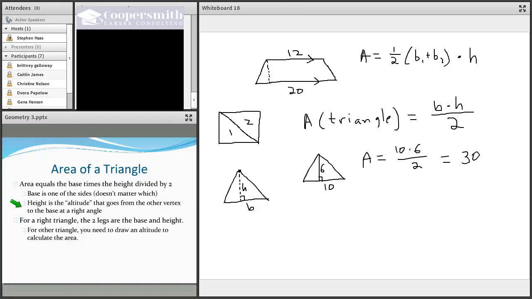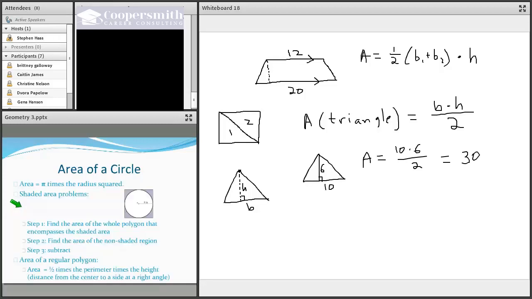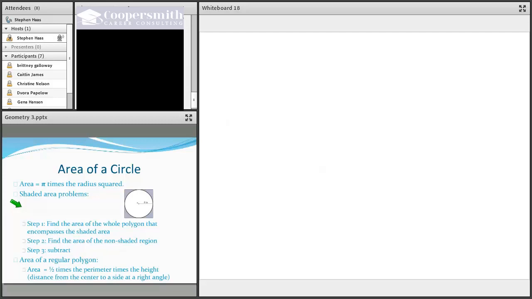Okay. Now, we get to the circle. And the circle has a formula for the area that is a little bit more complex. We're going to be doing a bunch of examples. As you can see, we're going through the slides relatively quickly, and then we're going to look at examples. The area of a circle, again, we have pi that we're dealing with, is pi times the radius squared. Whatever the radius is, square that, multiply by pi.